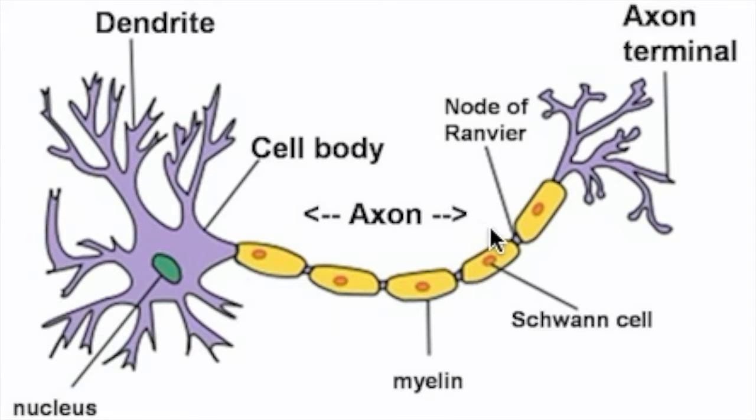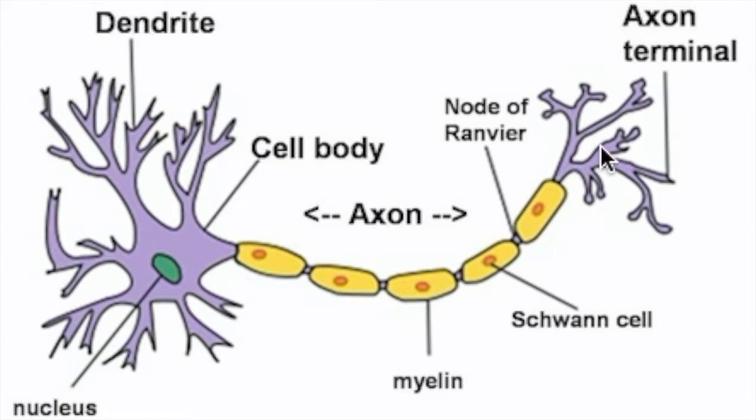Now, the really cool thing is that this would be in our peripheral nervous system, a structure like this. In our central nervous system, we have something called oligodendrocytes, and instead of being like Schwann cells, where they surround it and then create the myelin sheath, the oligodendrocytes actually have the capability to wrap around several different axons at once, and they're really, really cool looking. I will show you a picture of that once I'm done explaining this.